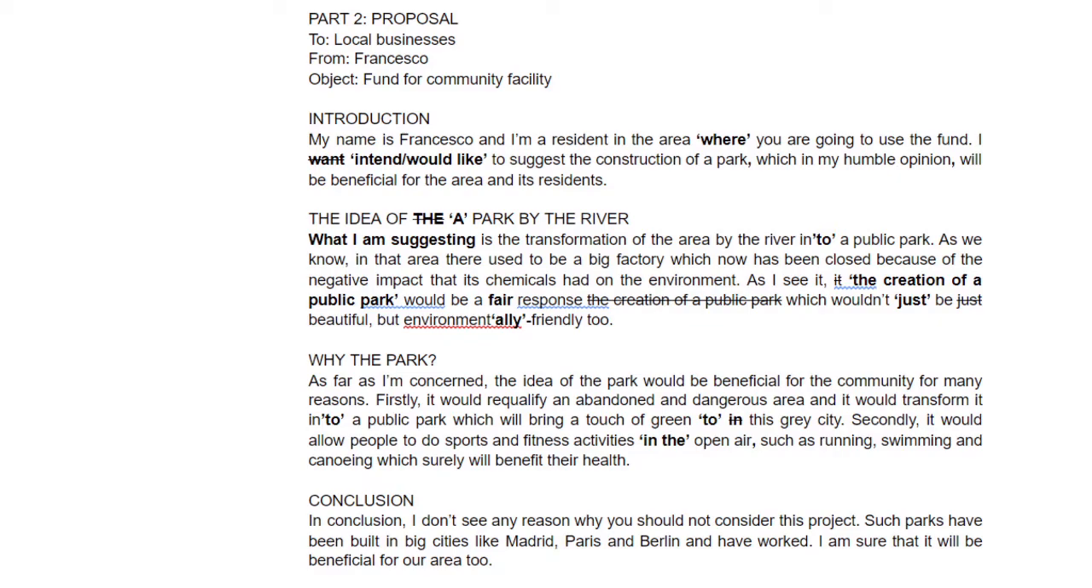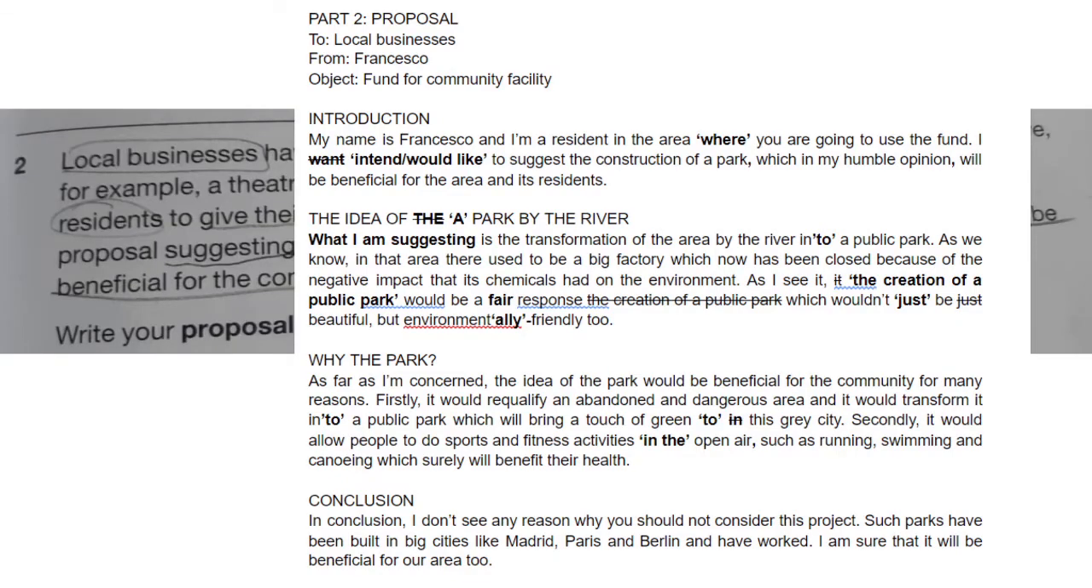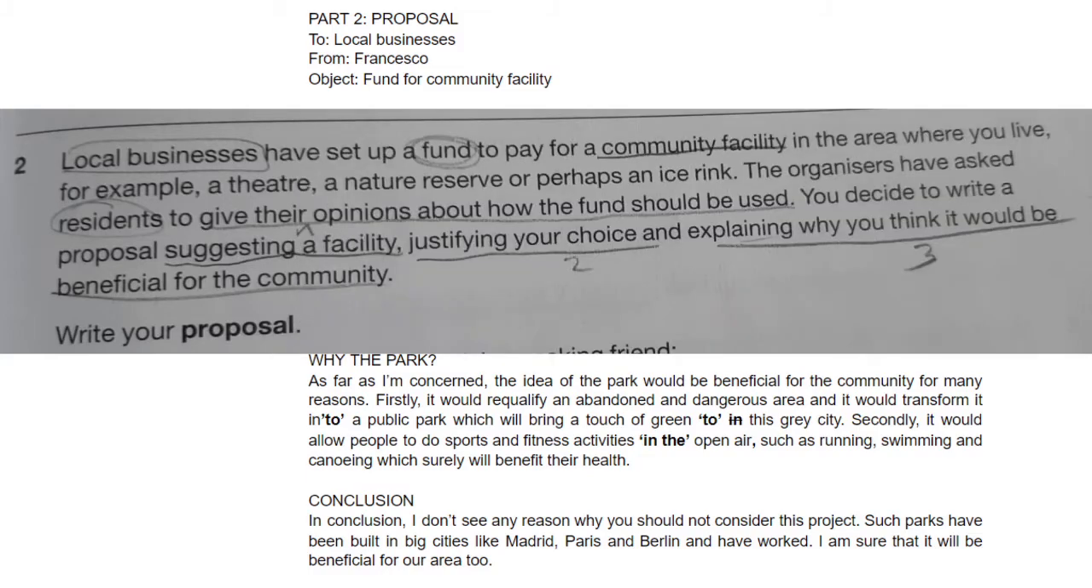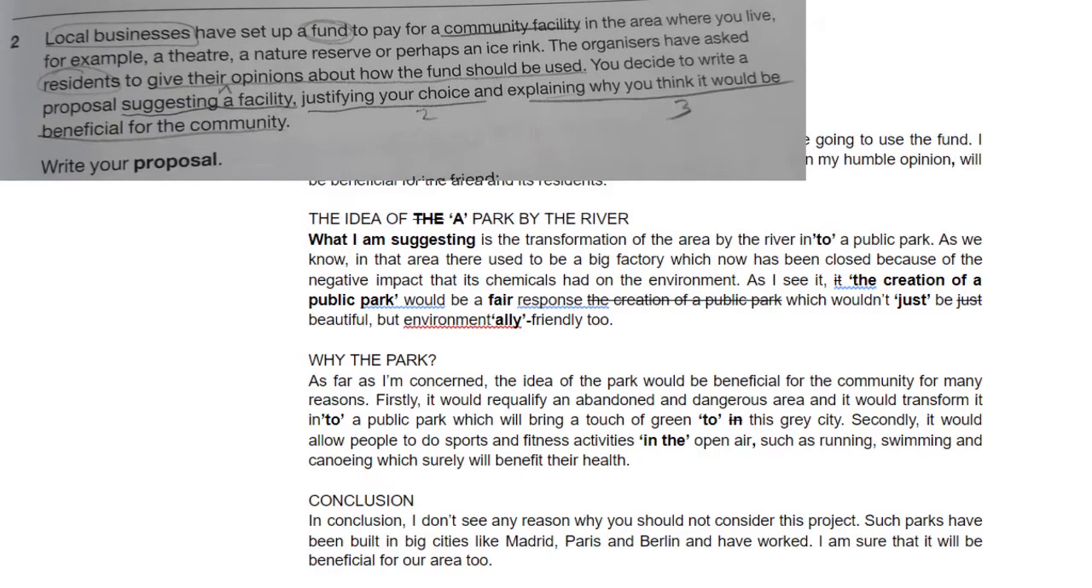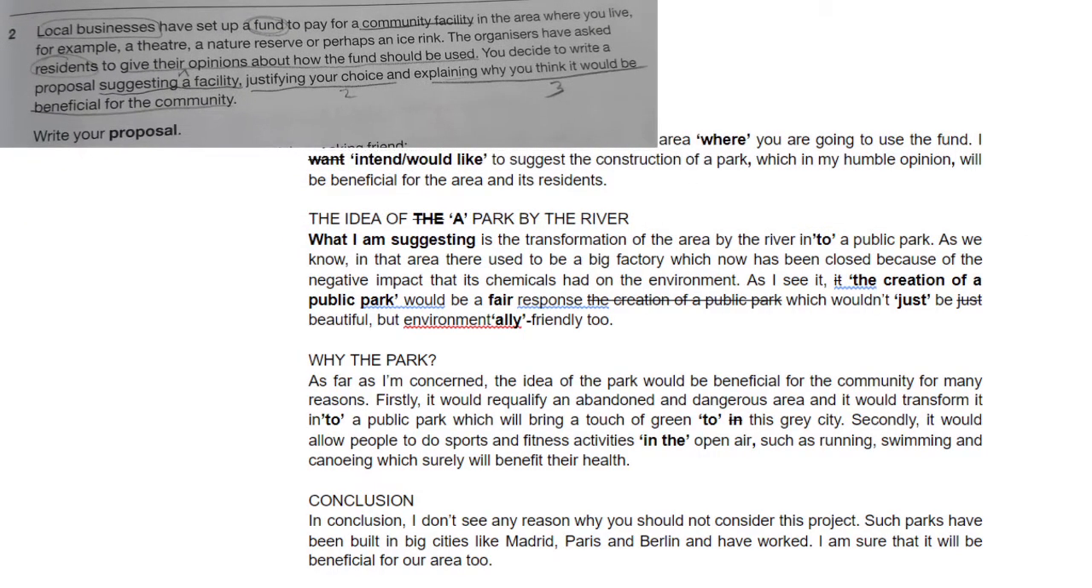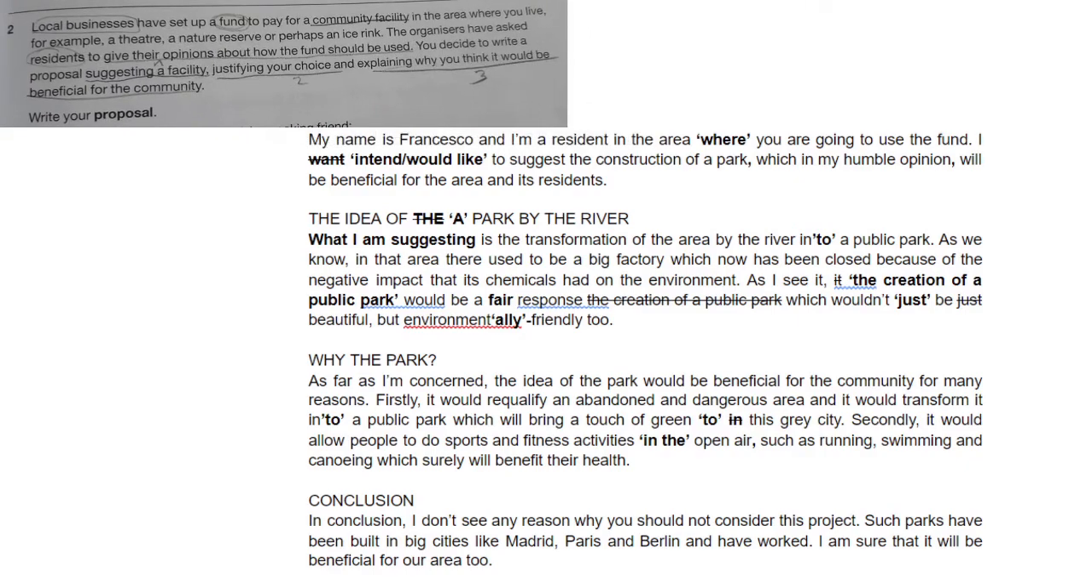You decide to write a proposal suggesting a facility, which you've done. You've suggested a park. Justifying your choice: you've given two reasons for that. To make the city greener, to requalify the land. There's more than two reasons. And the third one, which was again, to allow people to do sports and fitness. Yeah, okay, so you've justified your choice, which is good.